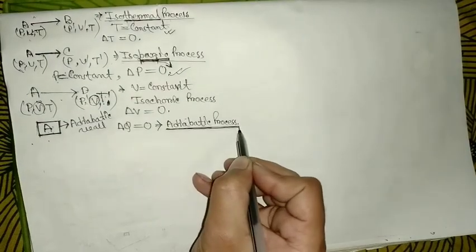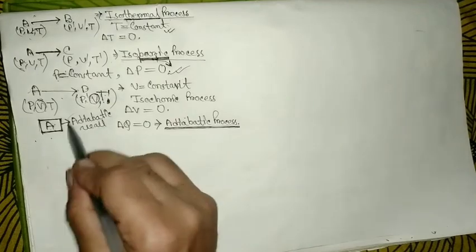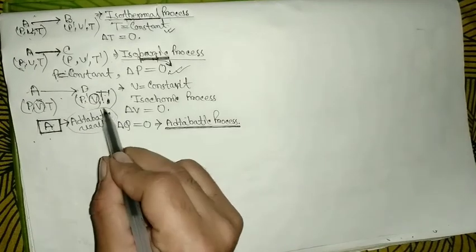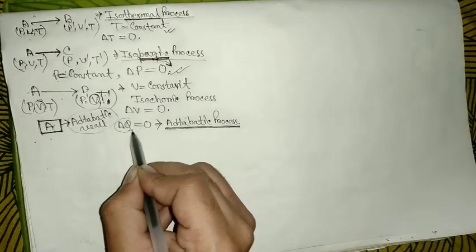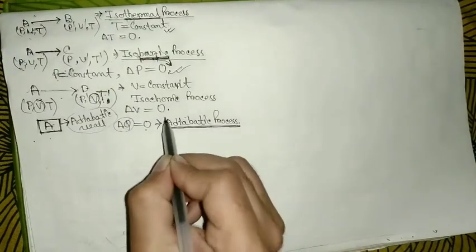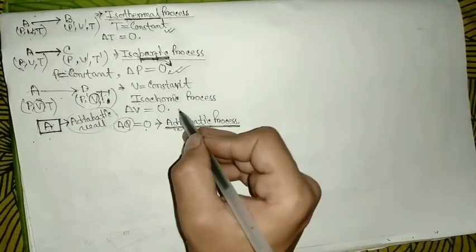And for adiabatic processes, we know that adiabatic walls are those walls which can't allow the flow of heat. That means there will be no heat flow. That means change of heat will be 0. So we are saying that is adiabatic process. And for isochoric process, volume is constant.